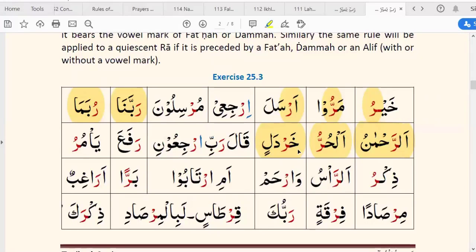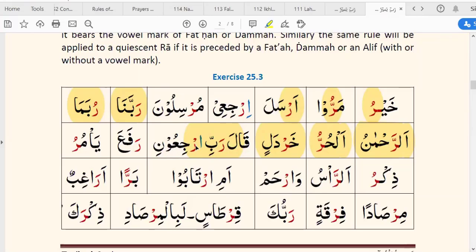Khardal. Good. Over here we can see that there is letter Ra with a fatha, and before that there is lam with a fatha as well. So when we read it, we're going to keep the sound for letter Ra thick and heavy. Qala rabbi. قال ربي. Remember, keeping the sound thick for letter Ra. Rabbi. ربي. Good. And now we're going to join with the next one.